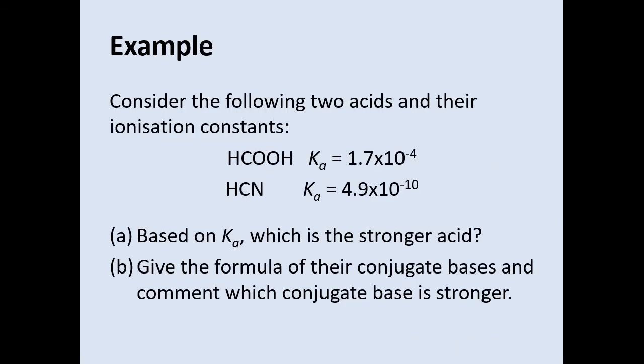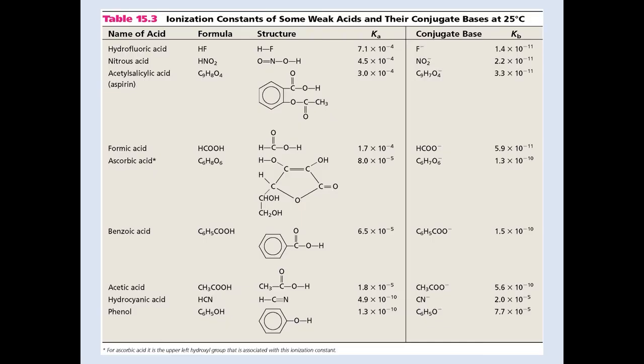Okay, so another example. It says consider the following two acids and their ionization constants. This formic acid has a Ka of 10 negative fourth, and this hydrocyanic acid has 10 negative 10. So from here, we understand that hydrocyanic acid is the weaker among these two because this is very small. And the weaker the acid, the stronger its conjugate base will be.